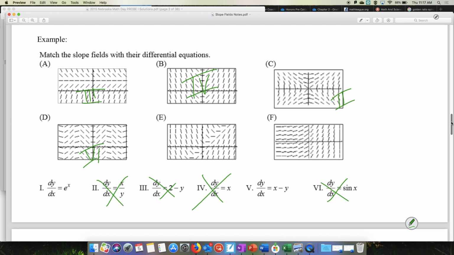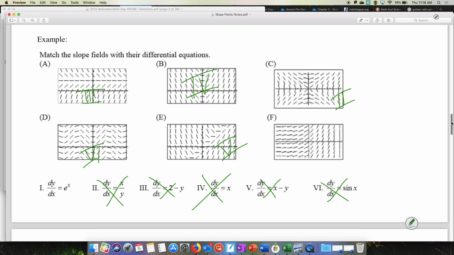Let's see. E. Marina. Tell me the answer first. At 0, 0, they have the horizontal, and then it continues on like that. Okay, so anytime x and y are opposite, we have that zero slope.